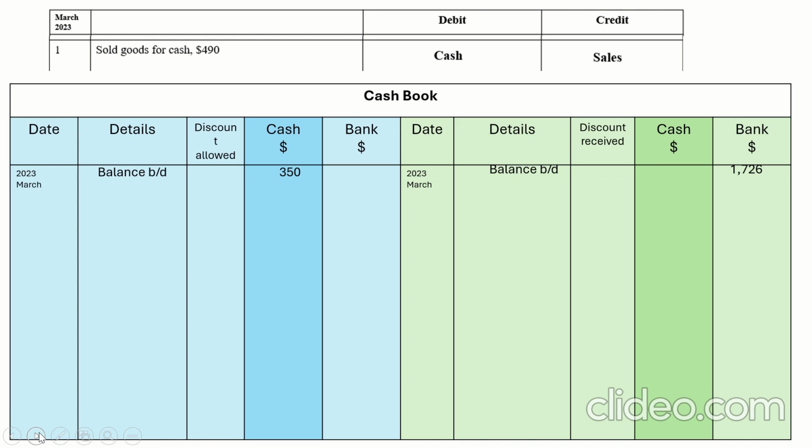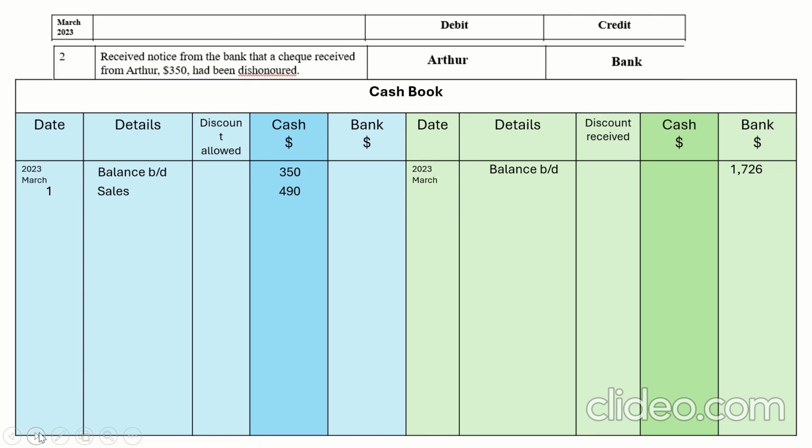Sold goods for cash, cash debit, sales credit. Therefore, cash book, debit side, cash column. Enter the amount 490, dated 1st. Enter the date followed by the opposite account's name, sales, and the amount 490. Received notice from the bank that a check received from Author, 350, had been dishonored. So you credit this amount in the cash book in the bank column, and it occurred on 2nd. The name of the person whose check was dishonored was Author, 350 in the bank column.